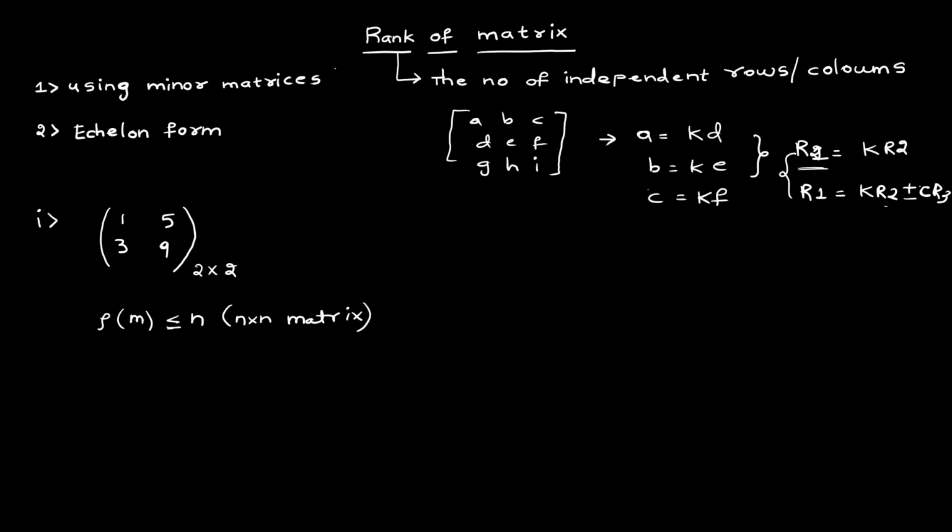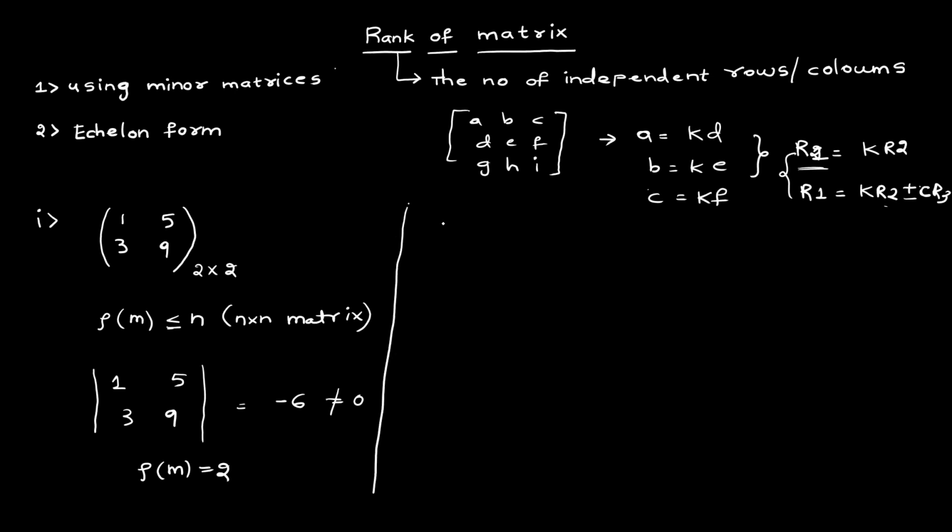Using minor matrices, as we are following method 1, the first thing we need to do is find the determinant of this matrix 1 5 3 9. So what is the determinant of this matrix? 9 minus 15, that is equal to minus 6. As the determinant of the major minor, the matrix itself, is not equal to 0, the rank of this matrix is equal to 2.